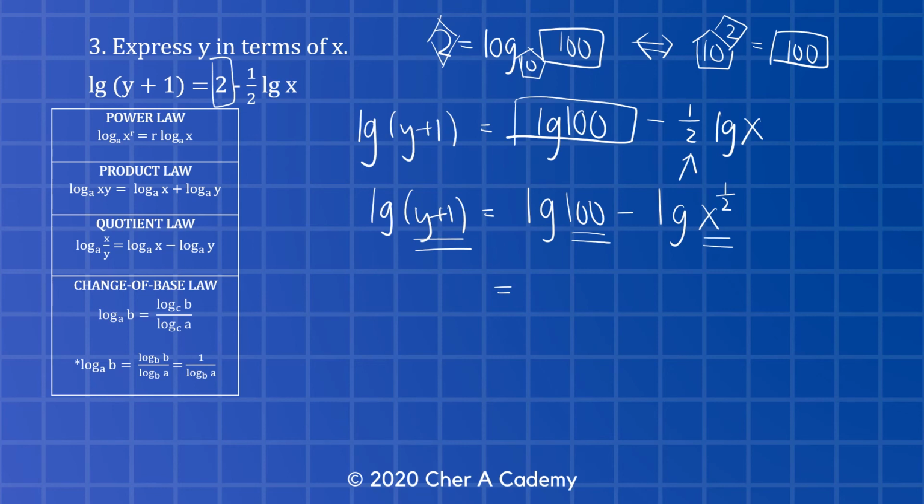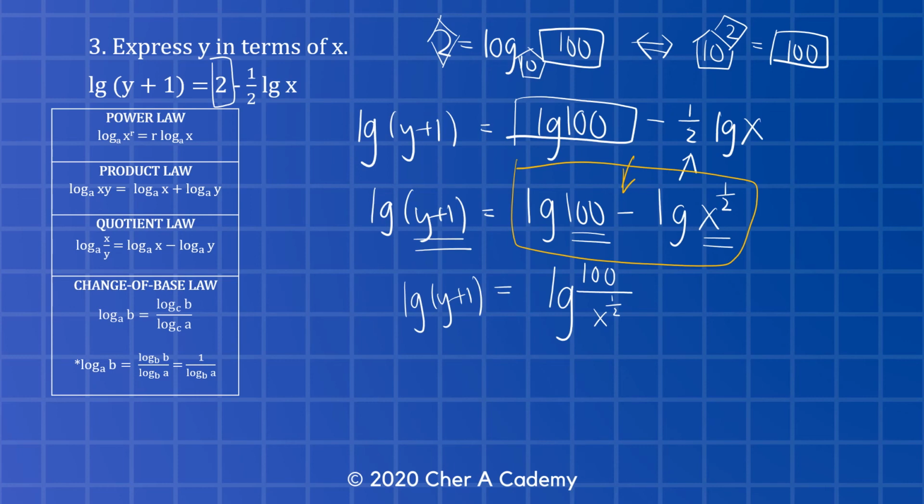So I will look at this first. These are two logs that are separated with a minus sign. So this tells me that I can use the quotient law to put them together. So I have common log here. Okay, 100 goes on top, and x to the power of half goes below. So log y plus 1. So since they are the same log, the same base, it means that y plus 1 is equals to 100 over x to the power of half, which is square root x.